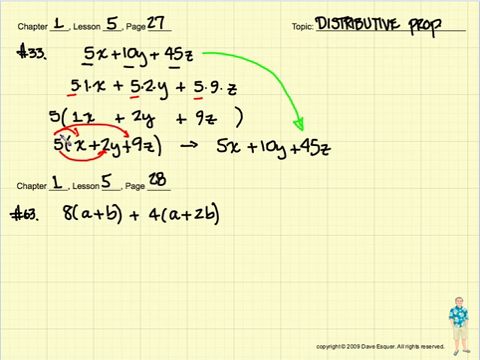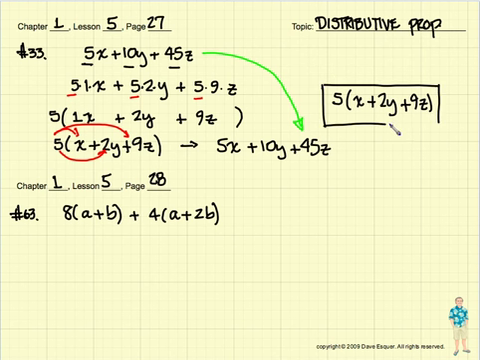So our answer for this problem, all factored out, is 5x. Oops, sorry. Let's erase that. Let's get my eraser going here. Oops, that's not the eraser. Let's try this one. Let's try this again. So our answer for this completely factored turns out to be 5 times the quantity of x plus 2y plus 9z. Close our parentheses, put that in our box. There's our answer for that one.